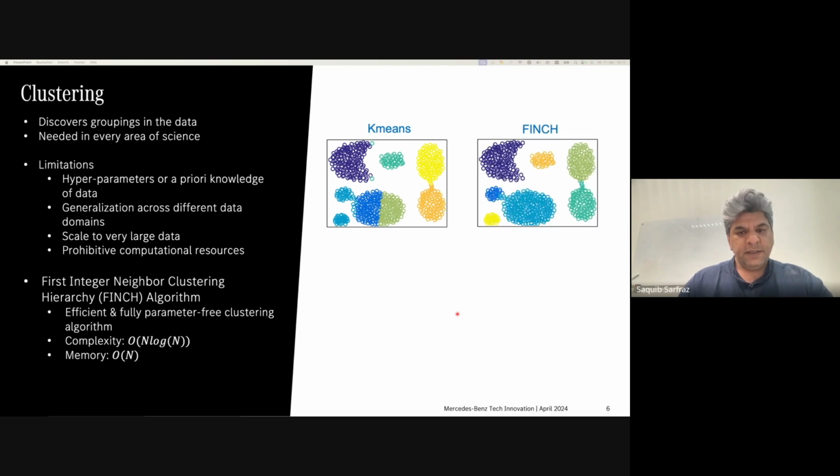So here, the idea of this clustering algorithm, which we called first integer nearest neighbor clustering hierarchy, or Finch, was to come up with an efficient and fully parameter-free algorithm so as to address some of the limitations I was just describing.